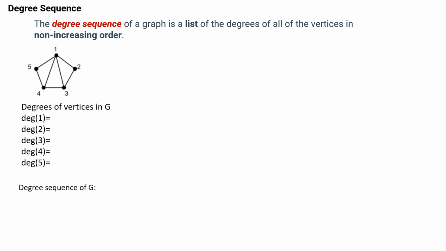So here with this graph G, we'll look at all the degrees. Vertex 1 has a degree of 4, 2 has a degree of 2, and so on. So those are the degrees of each of those vertices. Now the degree sequence is pretty simple. It's just taking all of those and putting them in non-increasing order, so the largest first going on down: 4, 3, 3, 2, 2. That would be the degree sequence of G.